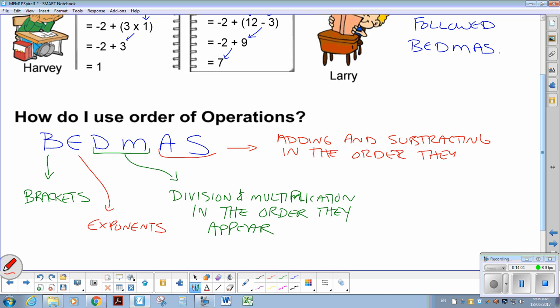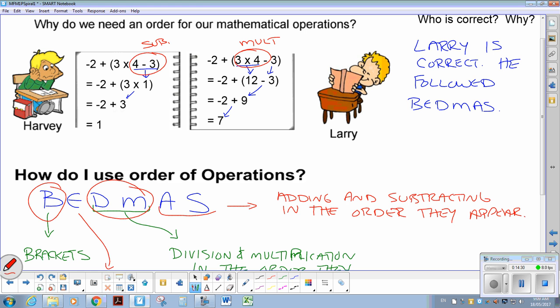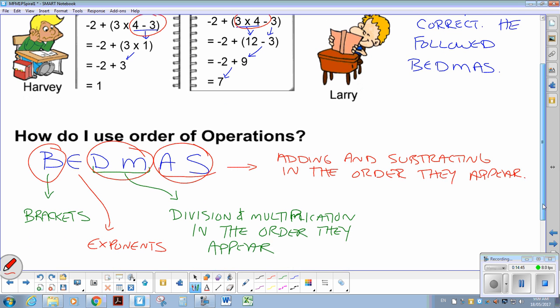So if we look up above and we look at what happened, both students did the right thing. They started with the brackets, so they did follow BEDMAS for the first part. But here we can see Harvey did his subtracting first, and Larry did his multiplication first. So Larry followed BEDMAS because in BEDMAS they started with the brackets. There was no exponents. Larry knew he's supposed to, inside the brackets, do any division and multiplication, and that's what he did first. Then he went on to doing the adding and subtracting. So Harvey actually got his BEDMAS out of order. All right, so it's very, very important, and you'll see that with examples in the next video.